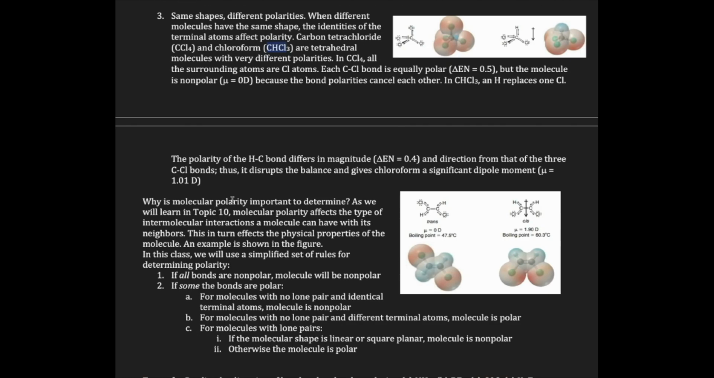So why does this matter to us? Because it actually affects how the molecule can interact with other molecules. It affects how the properties of the molecule can change as a result of that polarity. Just to give you a quick example here of two things that look pretty much the same except for the polarity. Okay, these are what we call isomers, something you learn a little bit more about in organic chemistry.